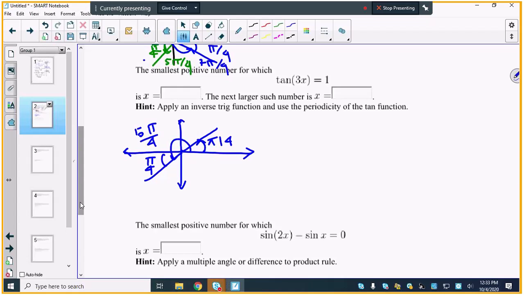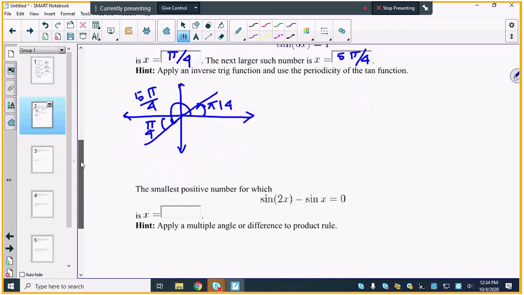So what do I say? I say that the smallest positive number for which tangent 3x is 1, x is pi over 4. The next larger such number is 5 pi over 4. So again, I did not write the k solutions because I didn't want to. I needed only 2 solutions and I got both of them.